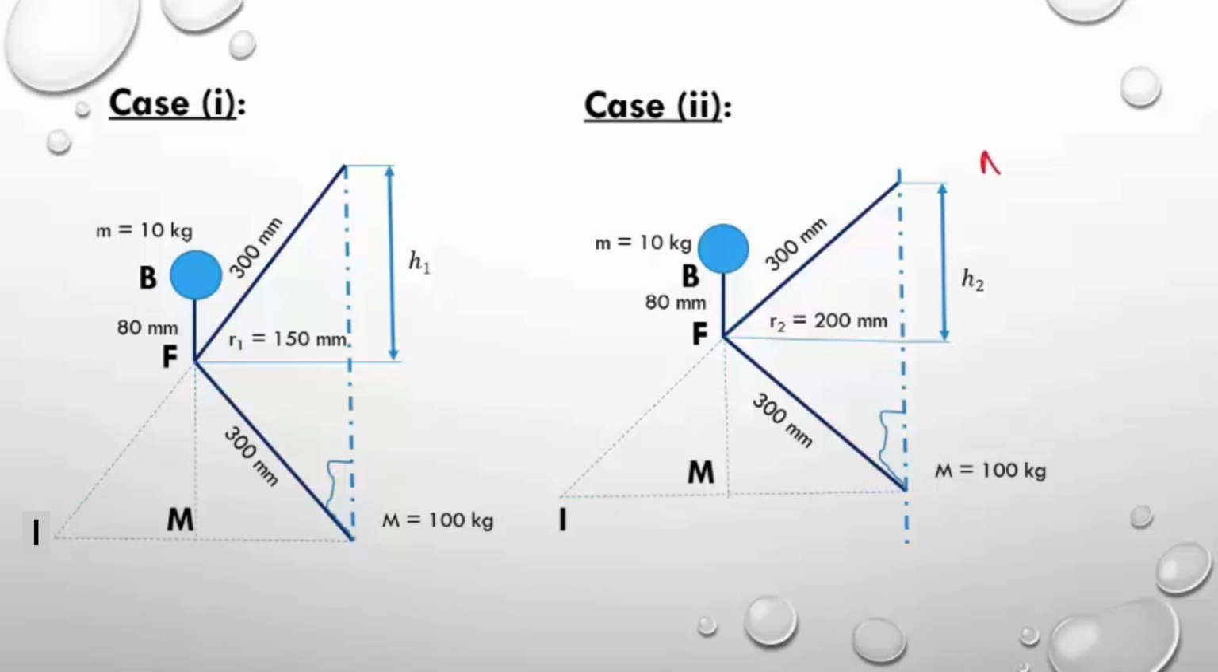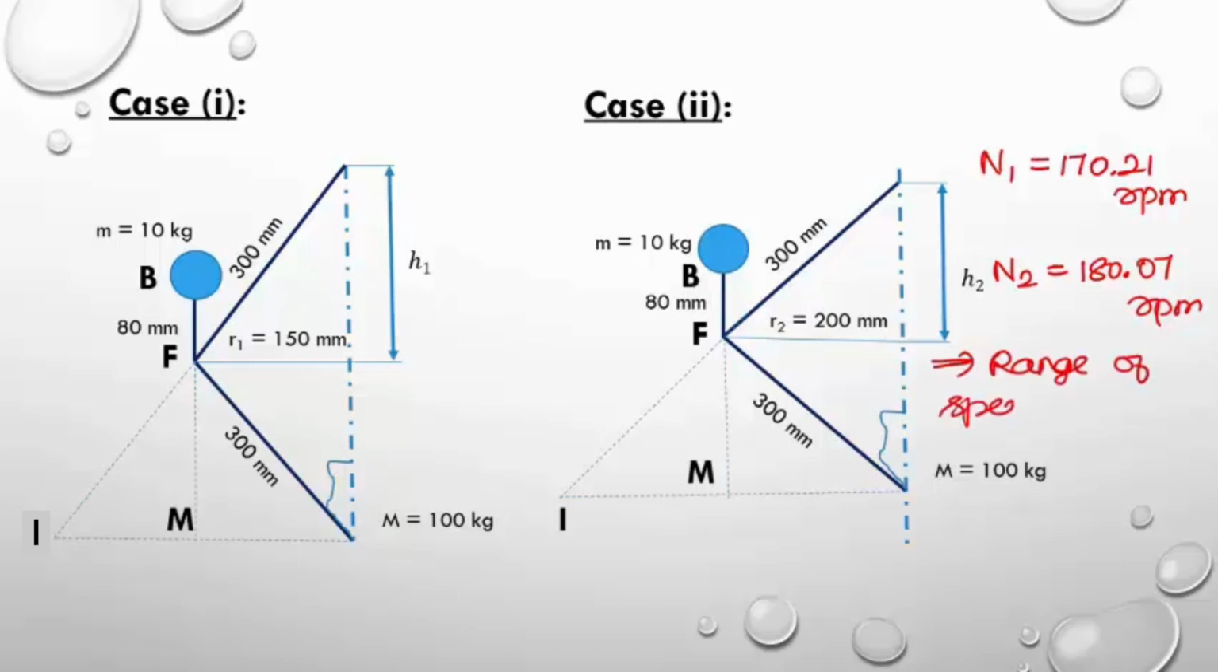We have calculated the minimum and maximum equilibrium speeds of the Proel governor given in the problem. The minimum equilibrium speed N1 value has been calculated as 170.21 rpm, and the maximum equilibrium speed N2 as 180.07 rpm. So the range of speed of the given governor is N2 minus N1, that is 180.07 minus 170.21, that is 9.86 rpm. Range of speed of the given Proel governor is 9.86 rpm.